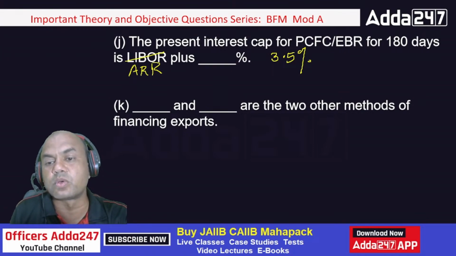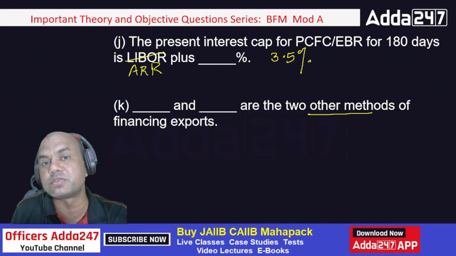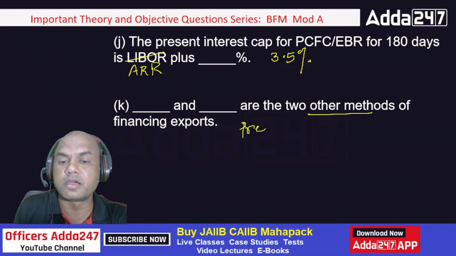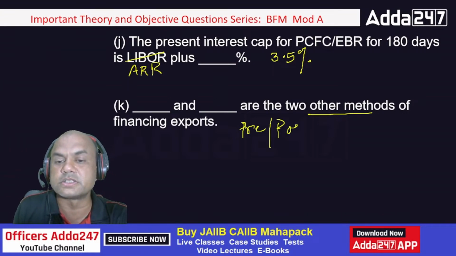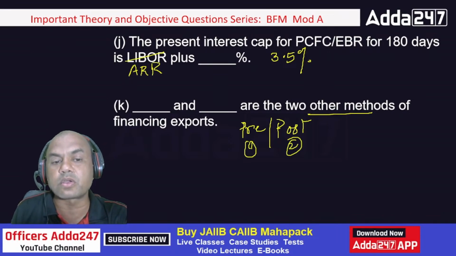Dash and dash are two other methods of financing exports. What are the two other methods? Which are the first methods then? First methods are pre-shipment and post-shipment, these are the first methods, 1 and 2. And now they are talking of 3 and 4.